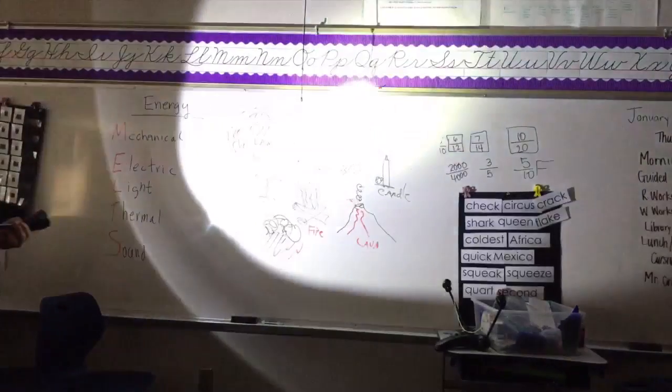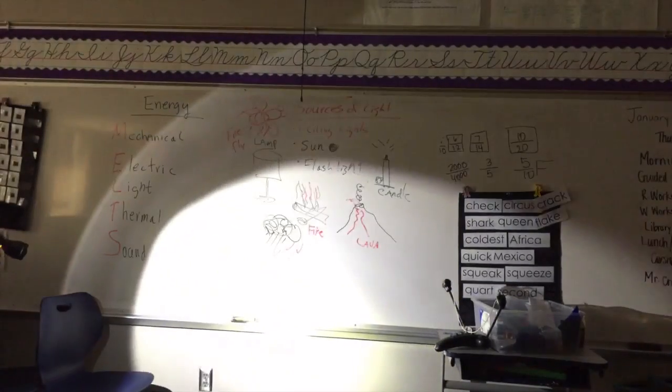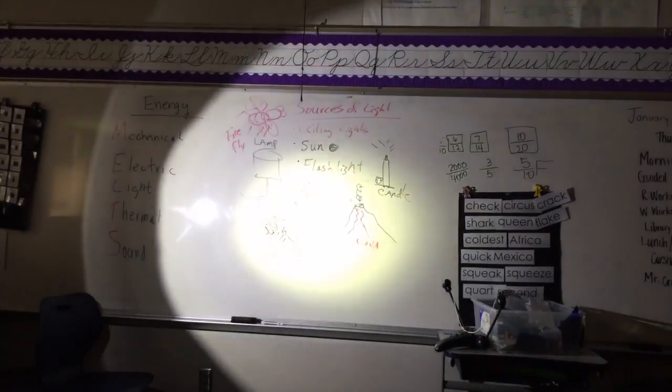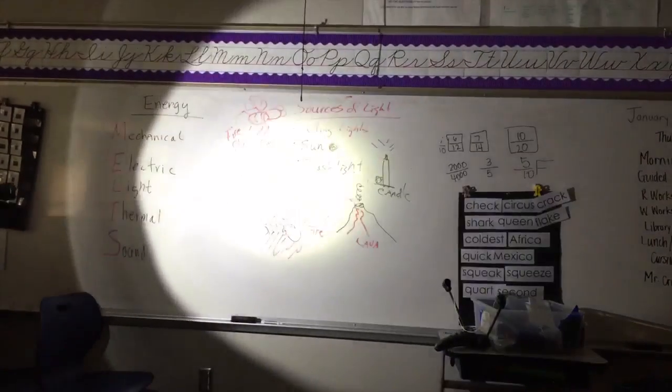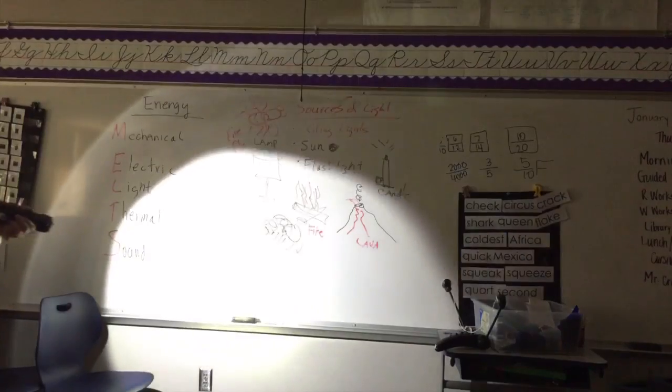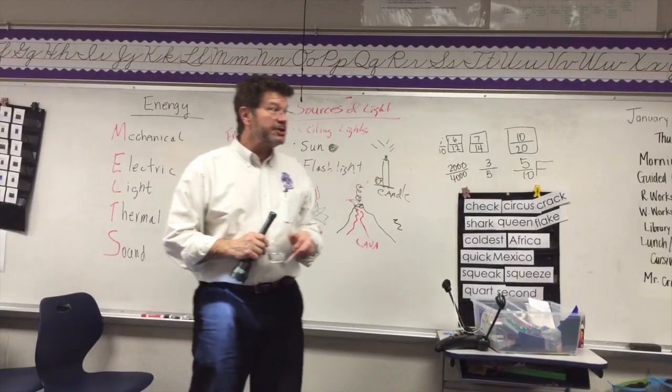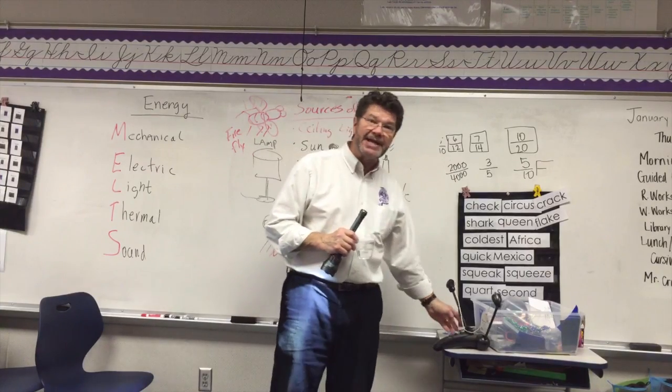Okay, so here are some sources of light in the room. Draw them, write them. I want to see them on your paper. Ceiling lights, the sun, the flashlight, fire, lava, candle, a lamp, or even lightning. I'll give you a second to do that. Go ahead.